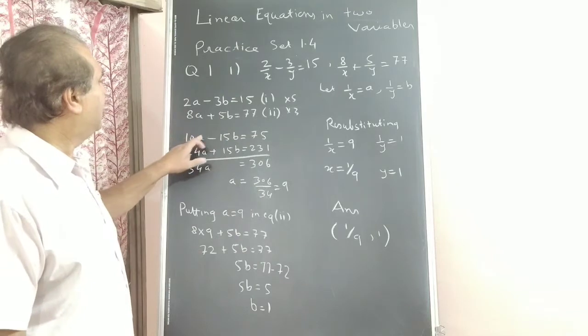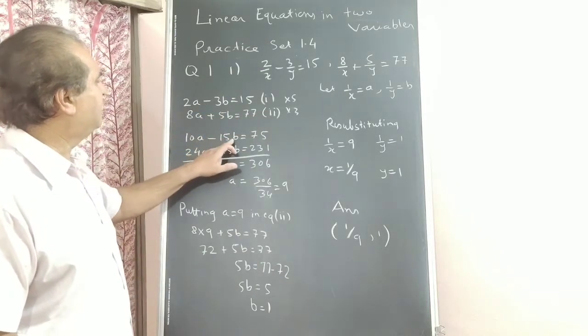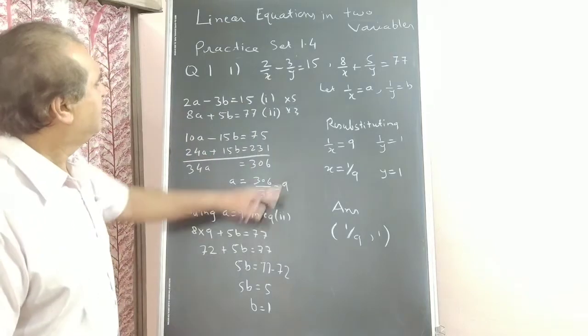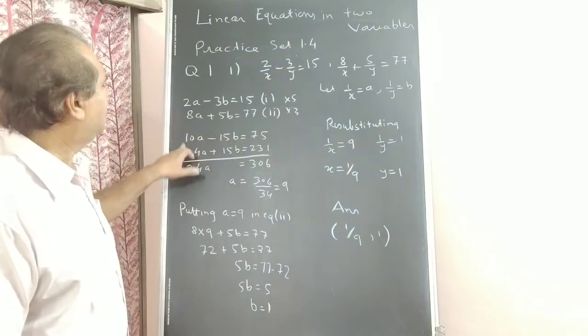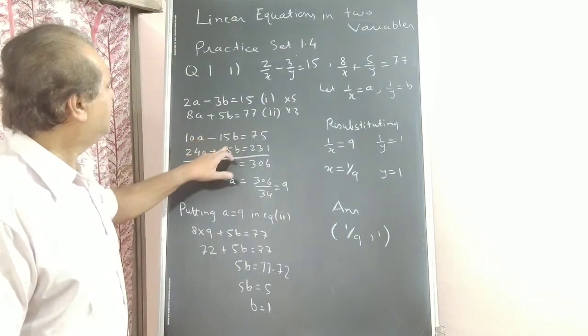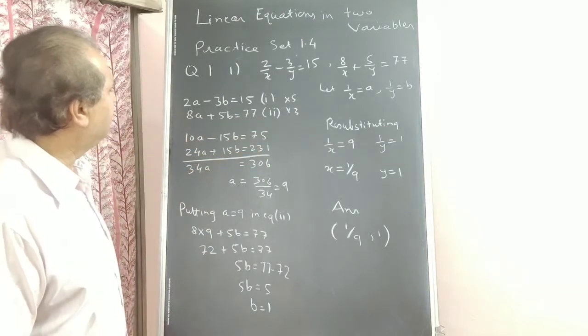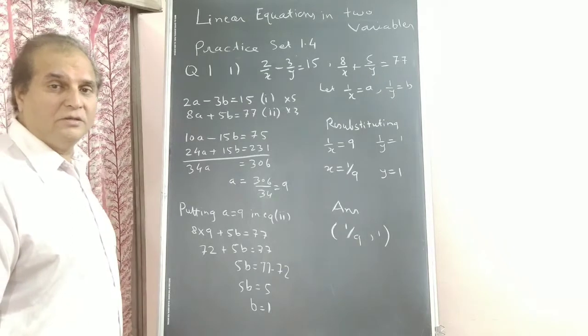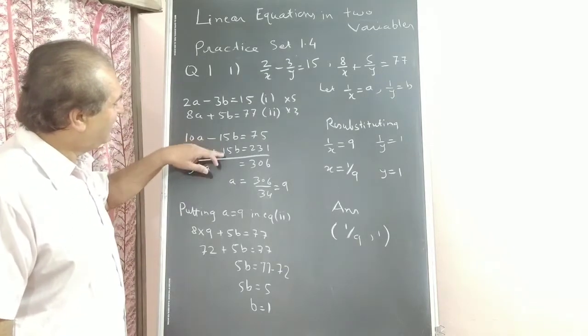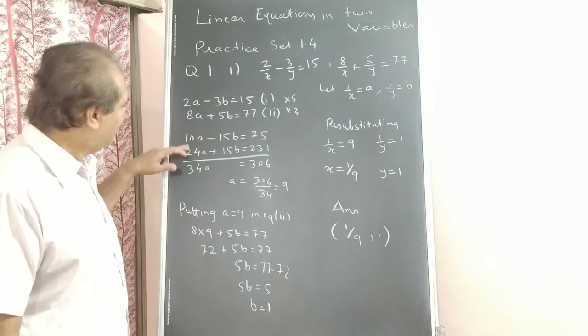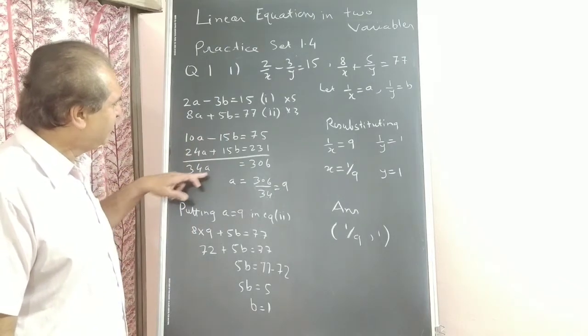5 into 2 is 10a, minus 5 into 3 is 15b, equal to 5 into 15, that is 75. Second equation by 3: 8 into 3, 24a, 5 into 3 plus 15b equal to 77 into 3 is 231. Understood? Why I made this plus 15 minus 15? Cut. Elimination. 10a plus 24 is 34a.